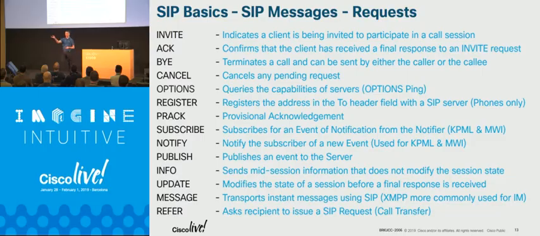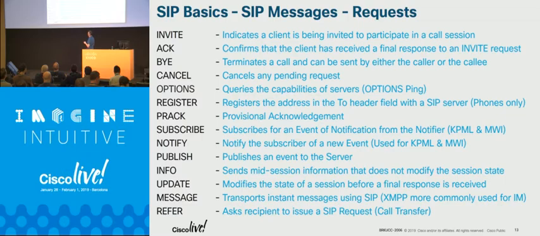Cancel is, I'm ringing you, you're not answering. I'm going to put the handset down. It will cancel the call. Options. So it was really originally there to query the capabilities of the far end, what it supported in terms of methods, but it quickly became a method whereby you're just sending this options message out. You get a 200 OK back to say, yep, I'm still alive. And so today, options is widely used as a keep alive mechanism.